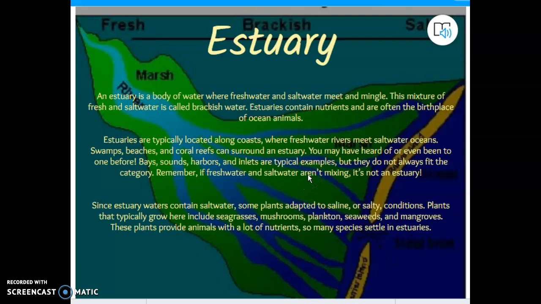I don't know how many times I can say this, but here it is one more time at the top. An estuary is a body of water where fresh water and salt water meet and mingle. We call that brackish water. You could not have an estuary anywhere but along the coast, right? How are you going to have a river and an ocean meet if you're not at the coast?